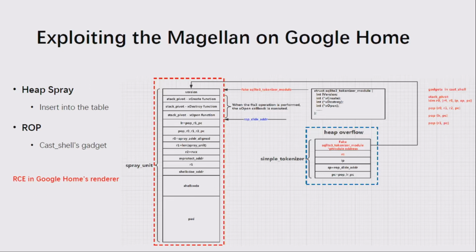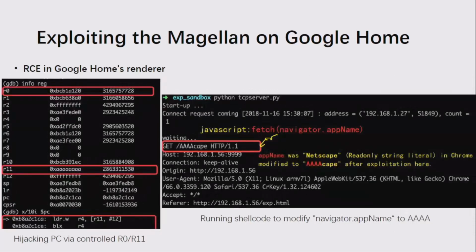When the FTS3 table operation is triggered, SQLite will get a malicious xOpen through the simple tokenizer structures and then RCE. Above is the screenshot of our RCE in Chrome shell. The red blocks on the left show the registers that we can control. They are R0 and R11. The function address is read from R11 and finally goes to BLX. As a result, we have been able to hijack the PC.